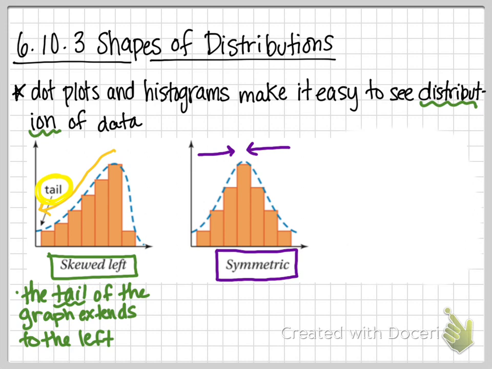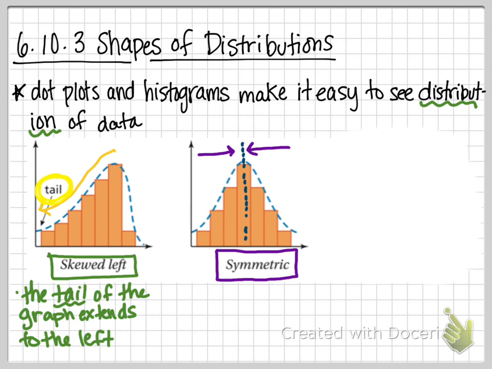Symmetric distribution means that both sides of the data sort of lead toward that central highest point or the central highest interval. It doesn't have to be exact. So it doesn't have to be like there's exactly the same number on both sides, but generally both sides kind of lead up to a highest point in the middle.